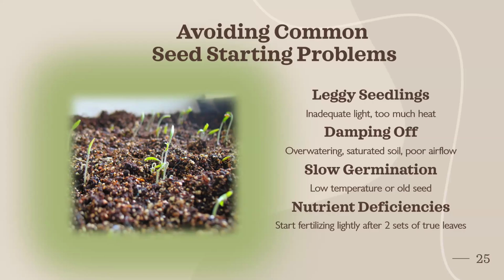You also want to think about damping off. That can be avoided by not overwatering and avoiding that really soggy, saturated soil, and you want to make sure you've got airflow in there, whether that's cells with some airflow at the bottom as well, or just properly spacing your seedlings so that they're able to breathe and have that good airflow through the plants.